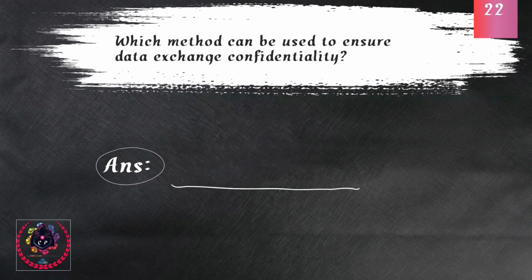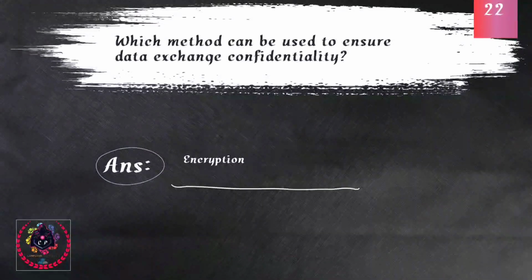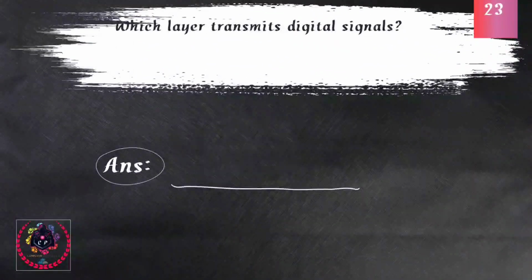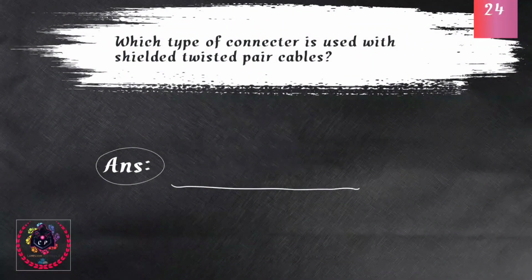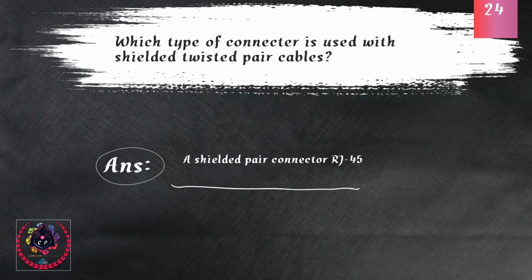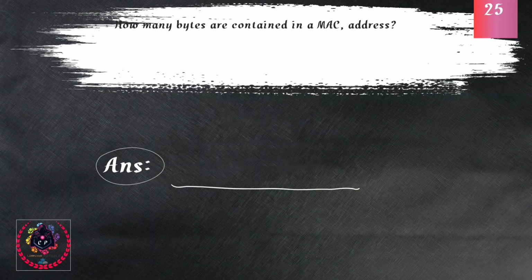Which method can be used to ensure data exchange confidentiality? Answer: encryption. Which layer transmits digital signals? The physical layer. Which type of connector is used with shielded twisted pair cables? RJ45. How many bytes are contained in a MAC address?